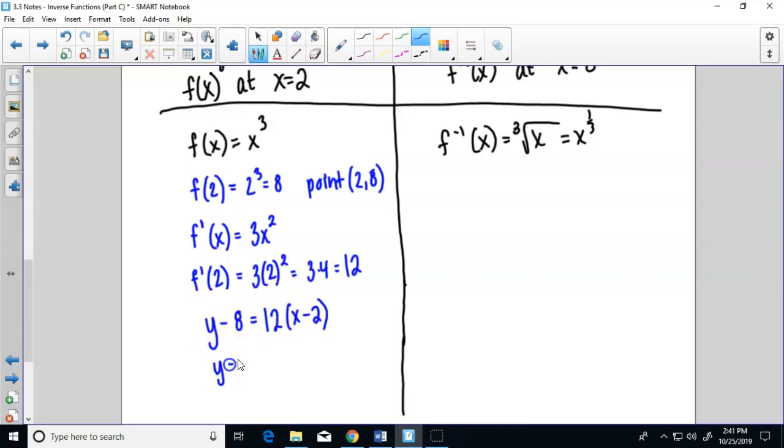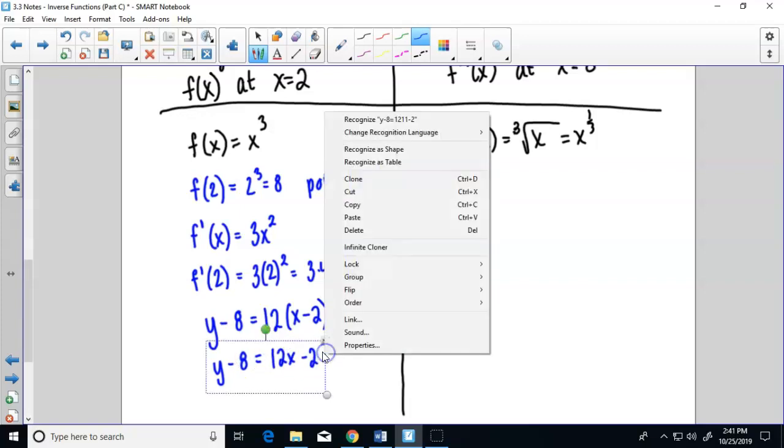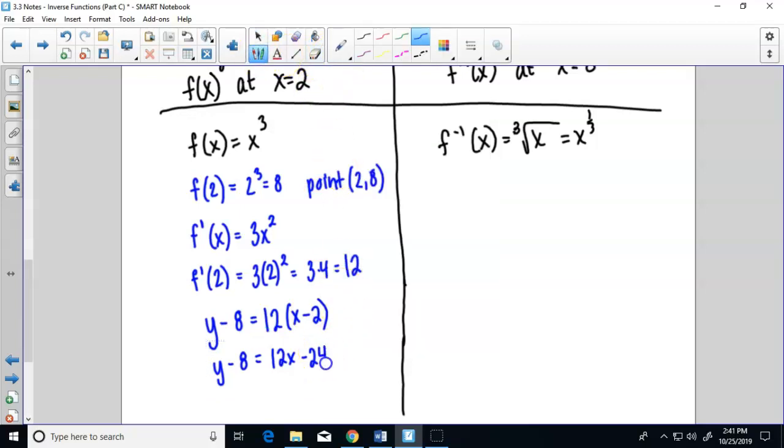So y minus 8 equals 12x minus 24. Add that 8. So y equals 12x minus 16. So that gives us our tangent line.